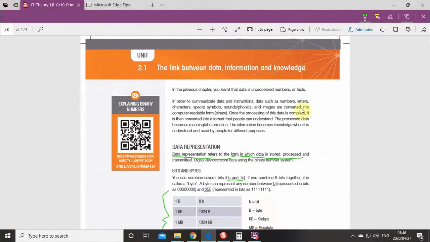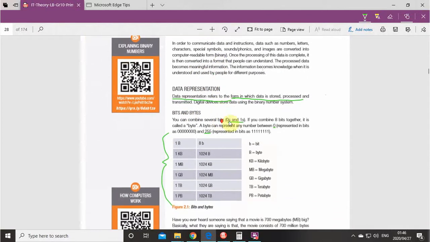Okay, this lesson we'll be doing Unit 2.1 of the IT Theory LB Grade 10. Okay, so Unit 2.1, they speak about data representation. So data representation refers to the form in which data is stored, processed and transmitted.